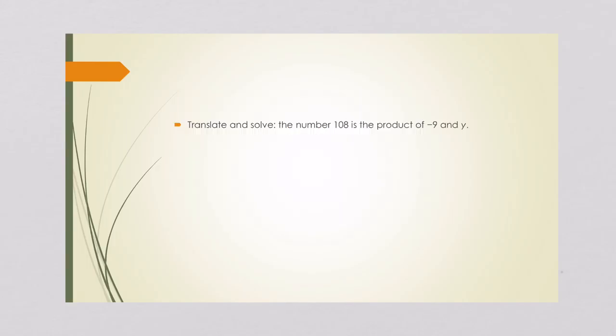Okay, so let's look at this one. The number 108 is the product of negative 9 and y. So is means equals, product means multiply. So I'm going to do 108 is means equals, product means multiply. So I've got negative 9 times y. That's how you can show that there.